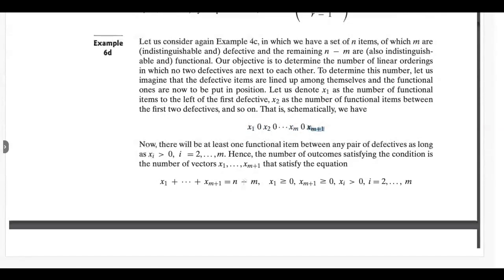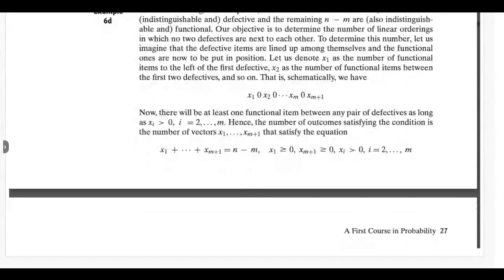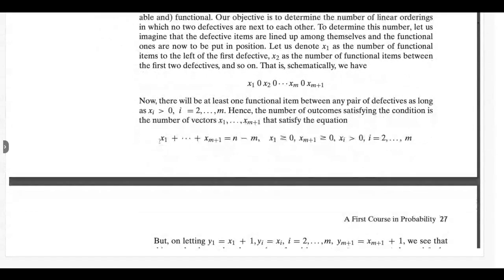So now there will be at least one functional item between any pair of defective ones. Those ones are functional ones. We don't know how many. It could be this many between the second one, this many, and so on and so forth. And each xi is a positive number. So the number of outcomes satisfying the condition is the number of vectors, which means x1 plus up to x_(m+1) equals n minus m.